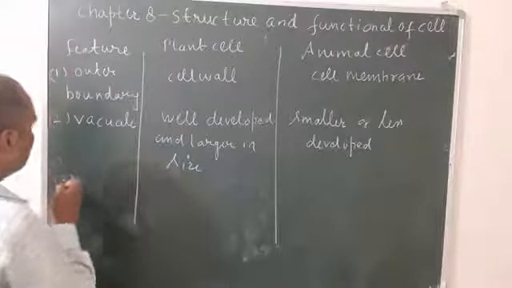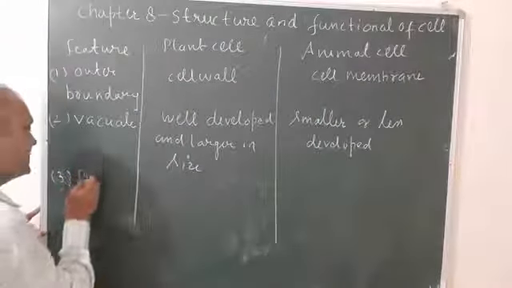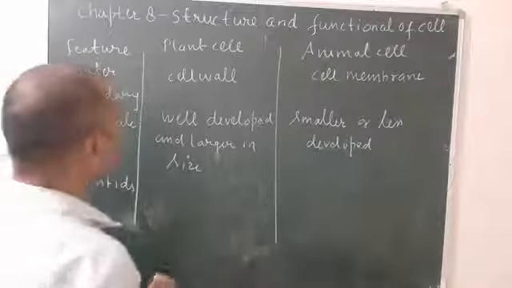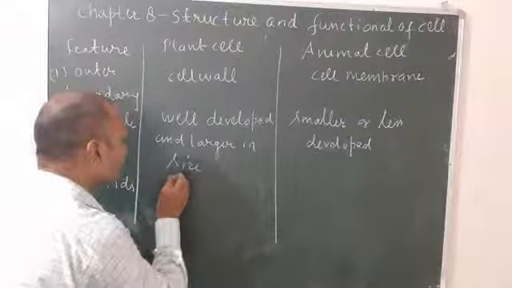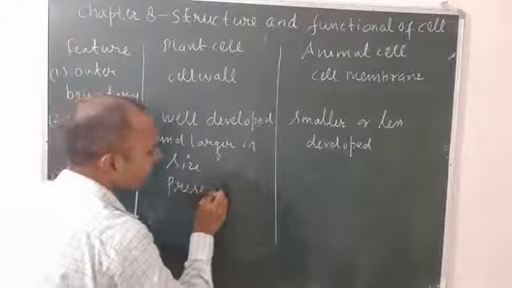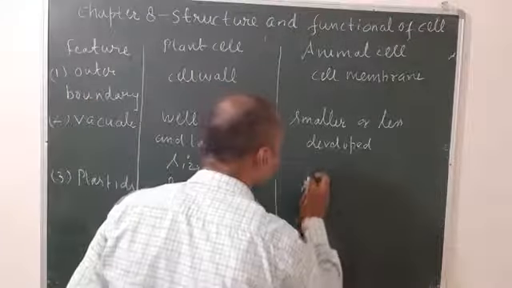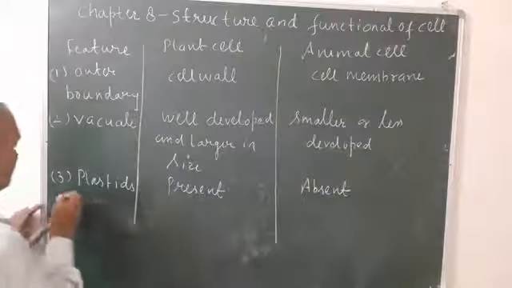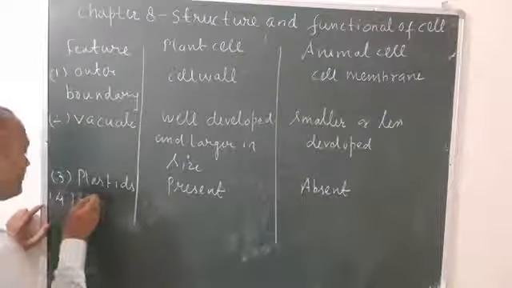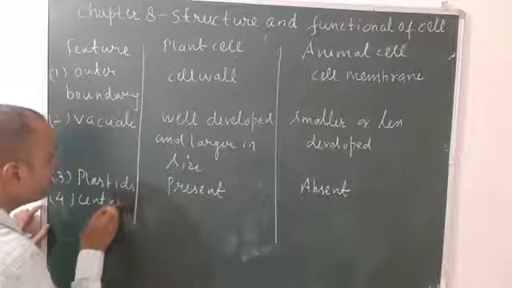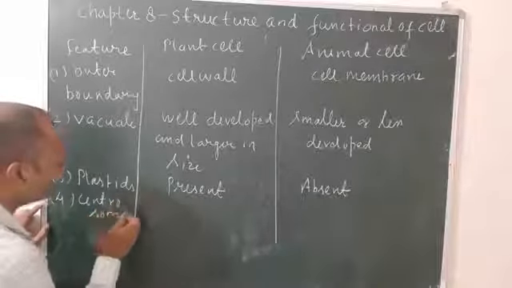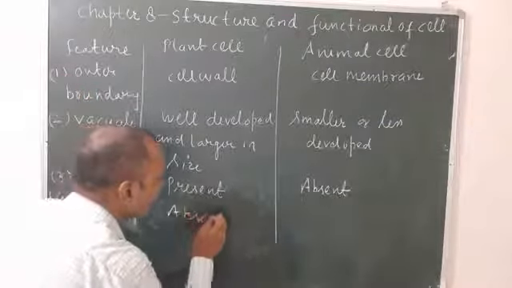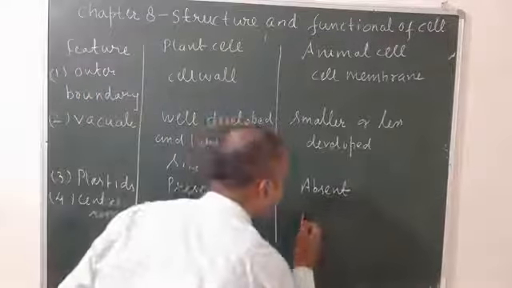Third difference is plastids. They help in photosynthesis. So plastids are present in plant cell. In case of animal cell, plastids are absent. Fourth difference, centrosome. Centrosome and centriole. So centrosome is absent in plant cell, but present in animal cell.